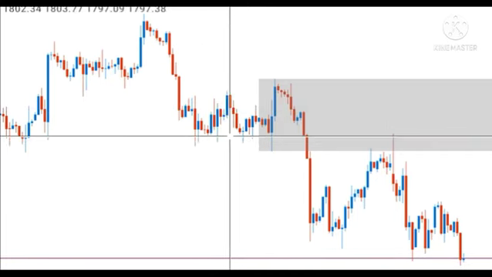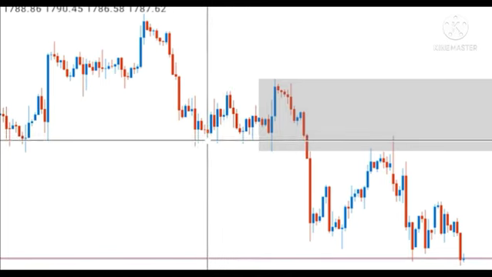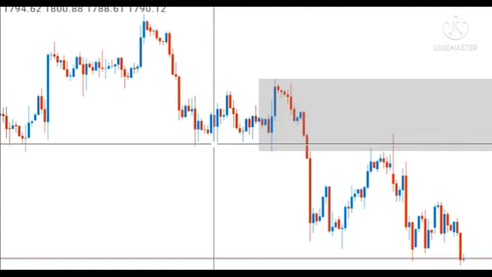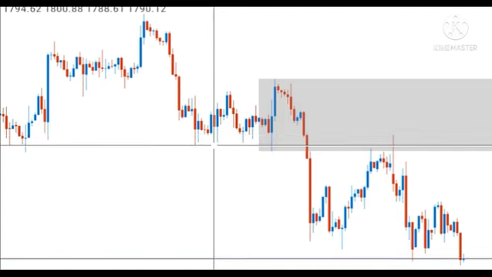And below these lows, there are traders who see this as strong support, and the price cannot break through the support. So they place their buy orders here. Where do you think they will place their stop losses? Below these lows. They will place their stop losses.